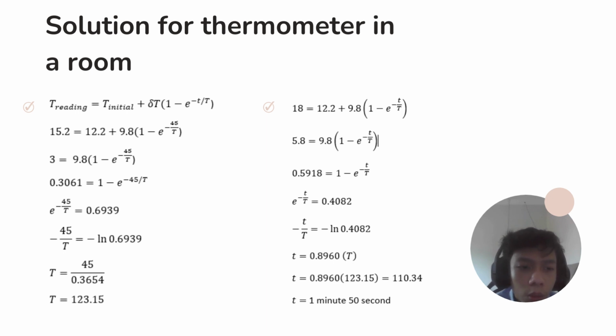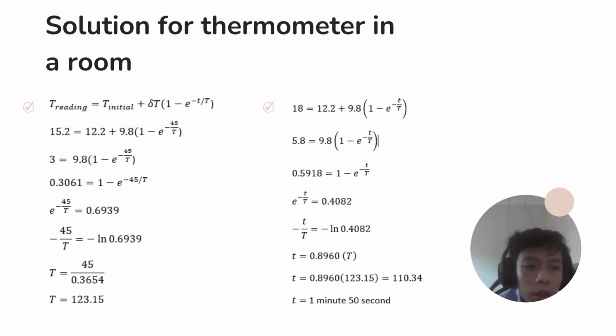After that, we get e to the power of negative t over T equal to 0.4082. We eliminate the exponent, then we get negative t over T equals ln 0.4082. After we eliminate the negative, we get t equal to 0.8960 times T, which we get from before.